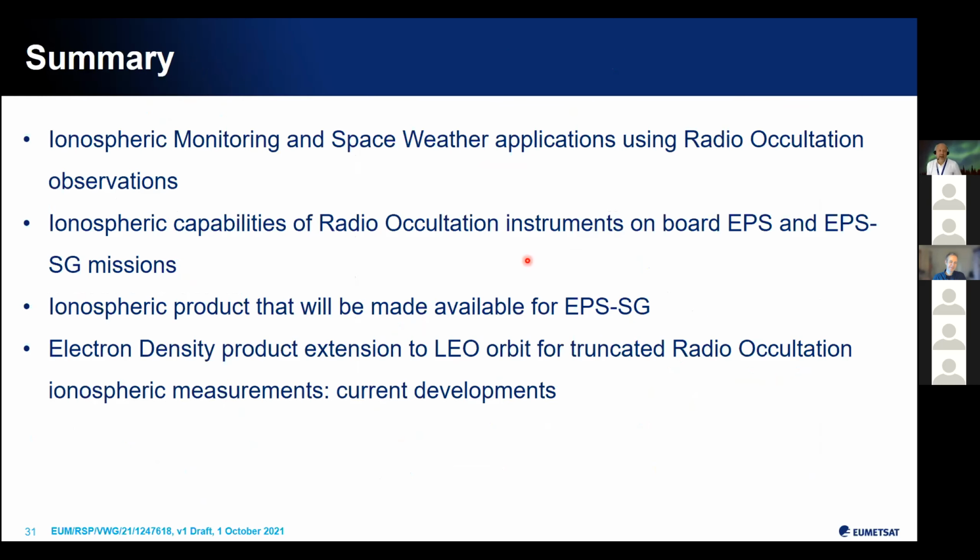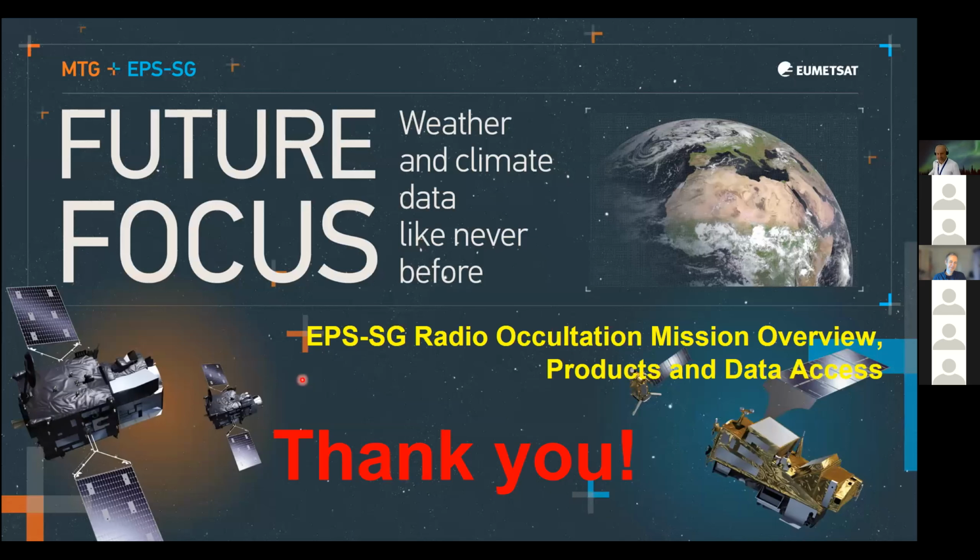So I can go to the summary. We presented why radio occultation observations can be important for ionospheric and space weather applications. I showed you some of the capabilities of the radio occultation instrument on board EPS and EPS Second Generation. Something about the product, and we provided you the current developments on the electron density product extension to the LEO orbit for the truncated radio occultation we expect to have in EPS Second Generation. So this is all. Thank you very much for your attention.